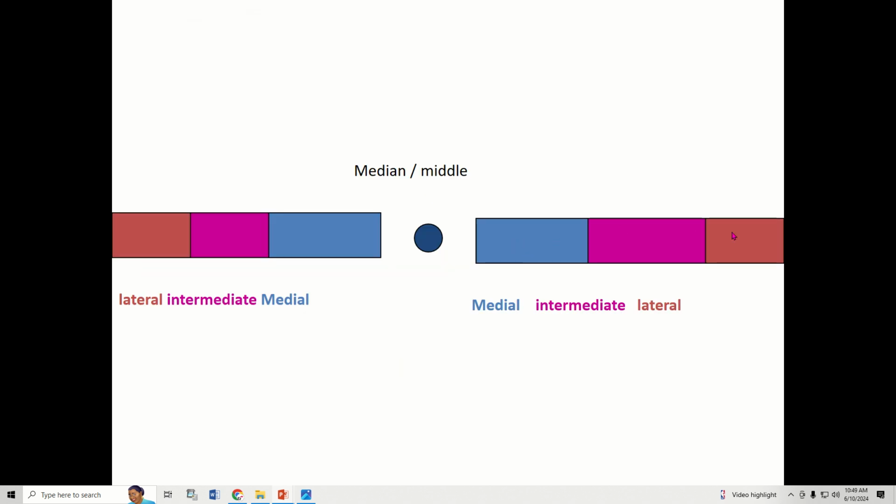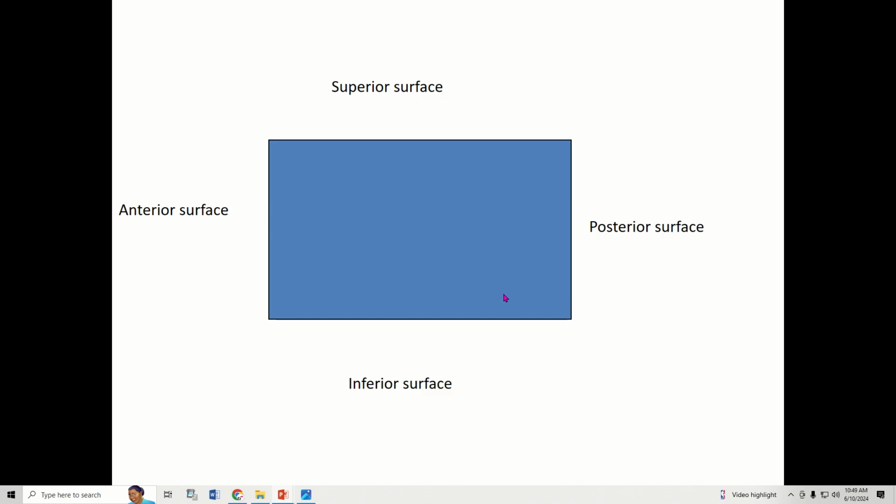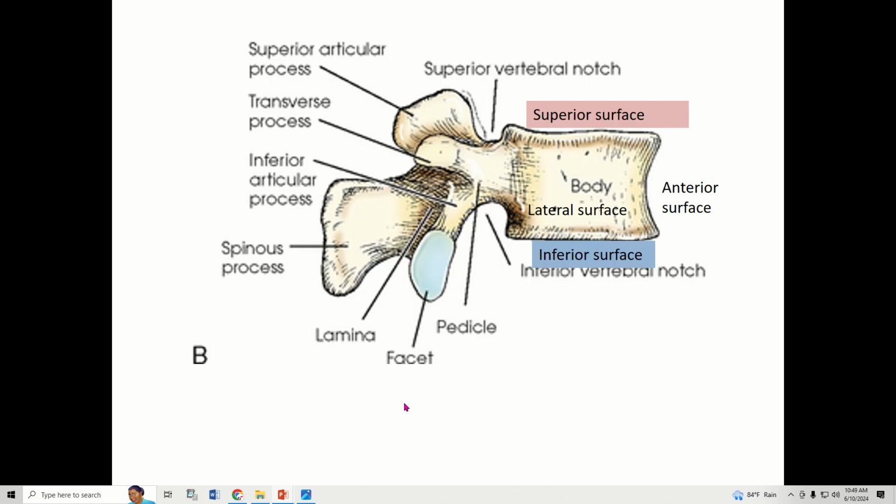If there is a three portion, what do you say? You say this is medial, near the median plane, this is intermediate, and this is lateral. This is medial cuneiform, this is intermediate cuneiform, and this is lateral cuneiform. Superior surface, anterior surface, posterior surface, inferior surface.